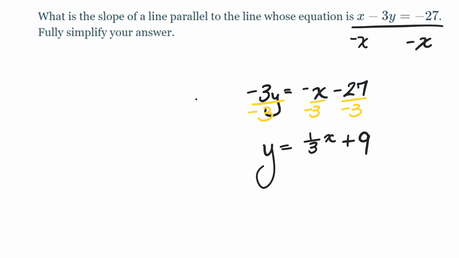Says, what is the slope of a line parallel to this equation? Well, this equation has a slope of 1/3, so a parallel line will also have a slope of 1/3.